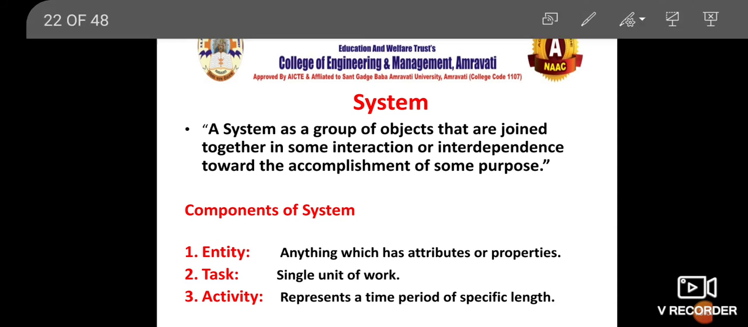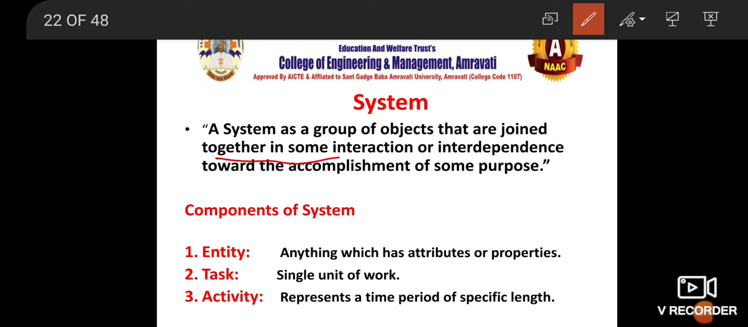A system is a group of objects that are joined together in some interaction or interdependence toward the accomplishment of some purpose. For a specific purpose that you have to achieve, there are certain objects which are joined together. This can be mechanical, civil, electrical, electronics, or general. We do not apply any technical parts. It could be a general system. So that is all a system.